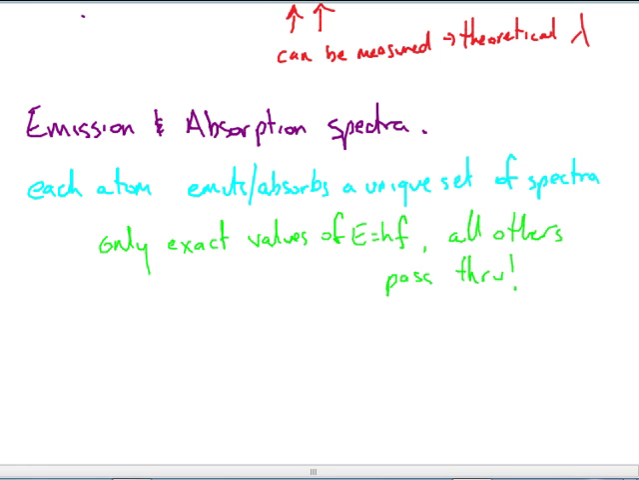So, if we wanted to put a mathematical equation to it, we'd say E equals hf, and that must equal Em minus En. So the exact difference between two energy levels.